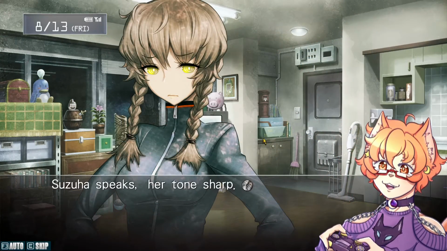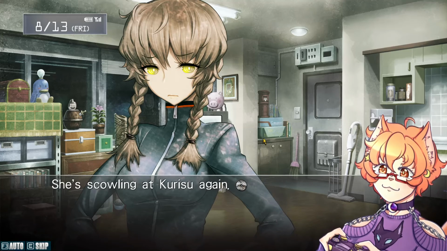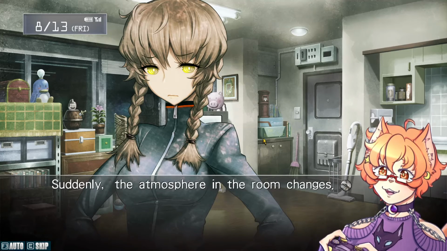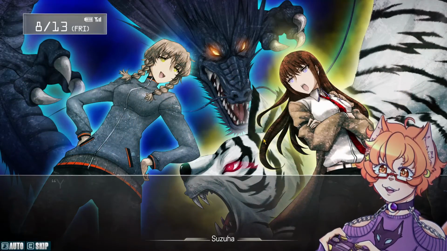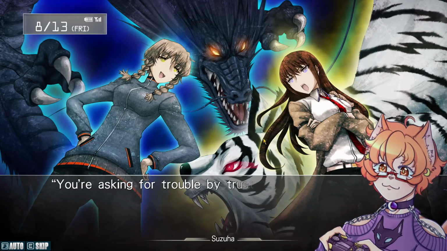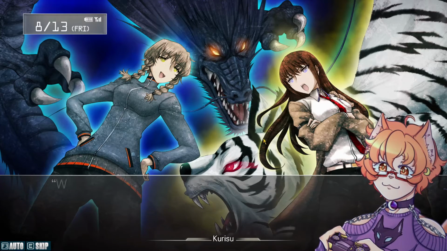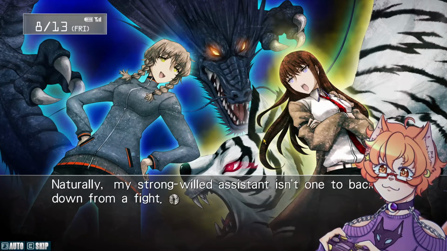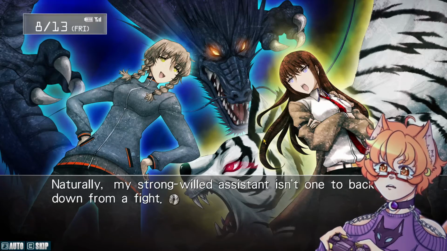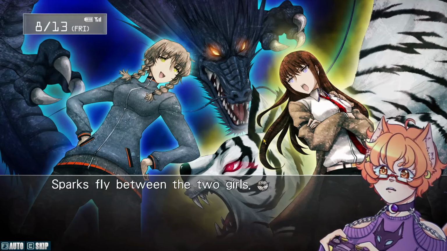Suzuha. Suzuha speaks, her tone sharp. She's scowling at Kurisu again. Suddenly, the atmosphere in the room changes. Oh god. You're asking for trouble by trusting Makise Kurisu. What's that supposed to mean? Naturally, my strong-willed assistant isn't one to back down from a fight. Sparks fly between the two girls.